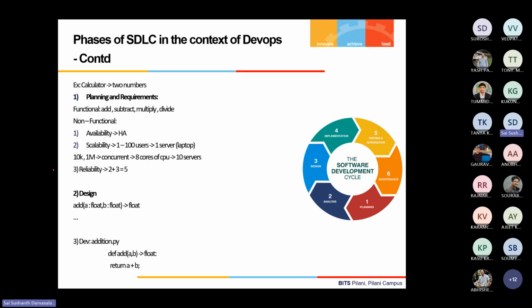So going forward, the third example of a non-functional requirement is reliability. When do you say something is reliable? If it keeps producing what you expect. Basically, when you pass 2 and 3 to an add program, you expect it to always give 5. It's not like today it gives 5 and tomorrow it gives 7. So reliable systems are those that keep producing the same output for a given input. And so these are some of the non-functional requirements.